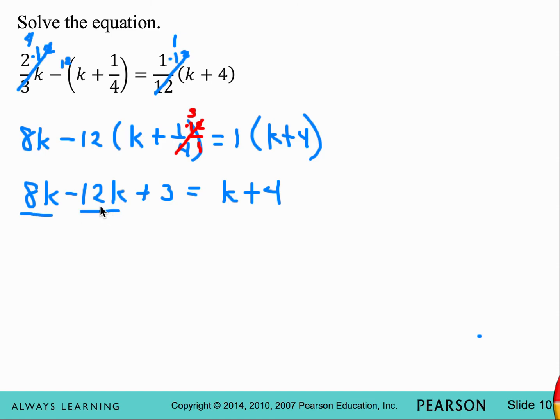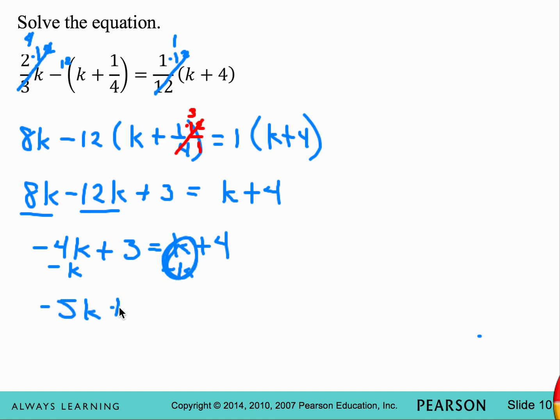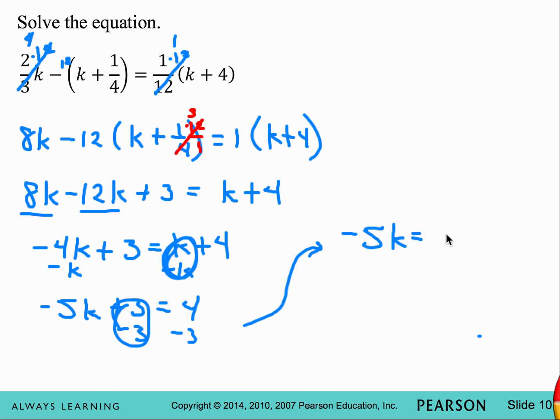Do your simplifying math on either side. Put all your variables on one side. And all your numbers on the other. Divide by that negative 5. And our answer then must be negative 1/5.